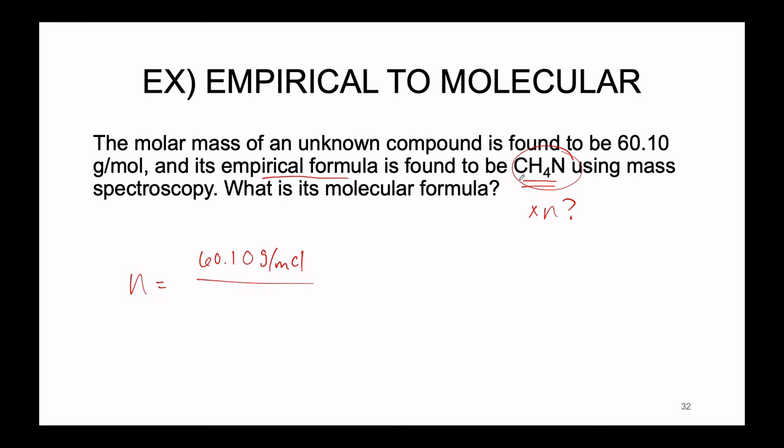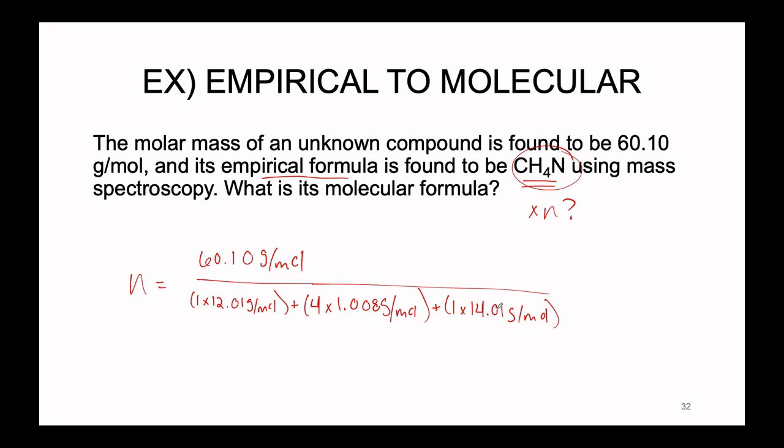Well, the empirical formula's molar mass we're going to have to find by observing the periodic table and taking into account each of the carbons, the hydrogens, and the nitrogens here. So in the empirical formula, there is one single carbon with a mass of 12.01 grams per mole. There are 4 hydrogens, each with a mass of 1.008 grams per mole. And our nitrogen, just one of them, with its mass of 14.01 grams per mole.